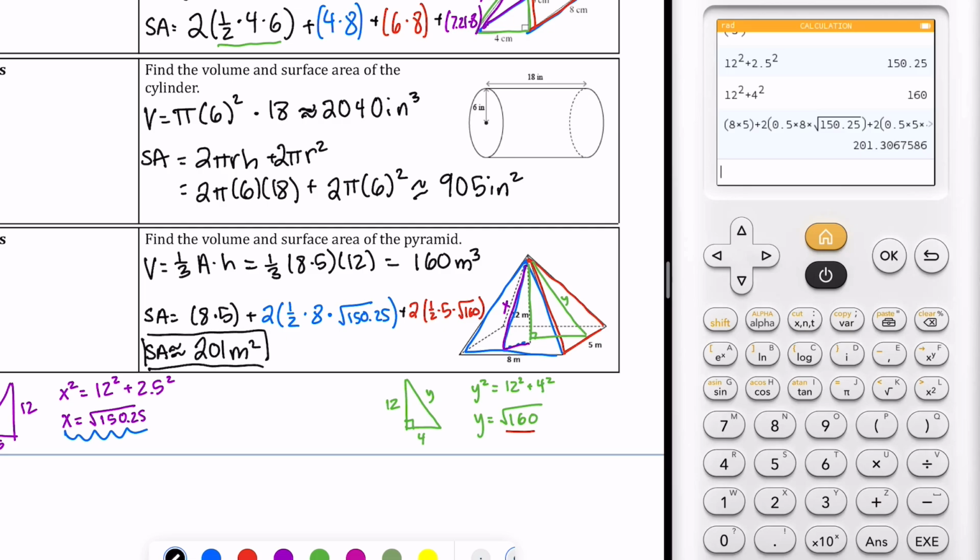So surface area can be a lot just because we have to do so much calculation to get all of the different pieces added up correctly, but we've got it there. All right, that is all.